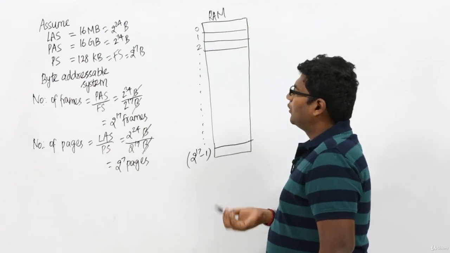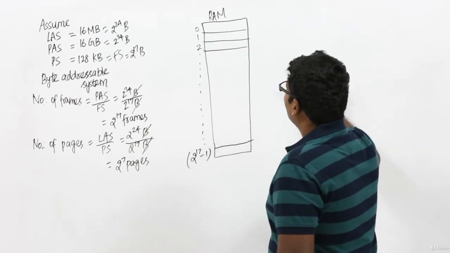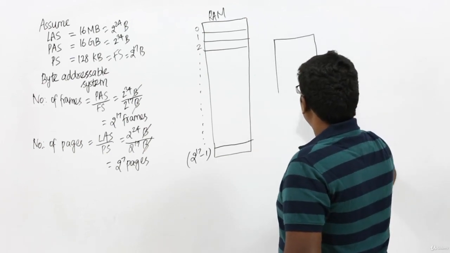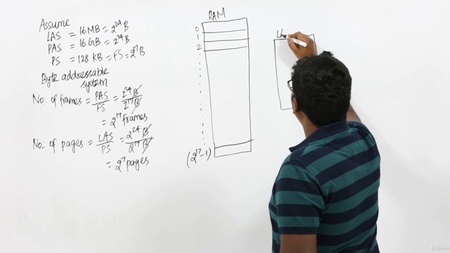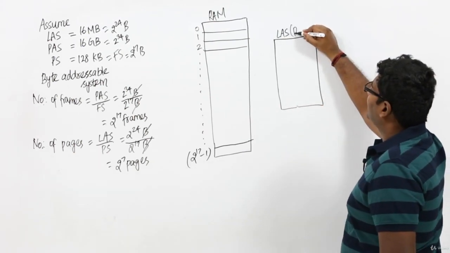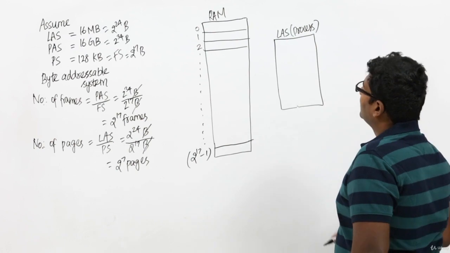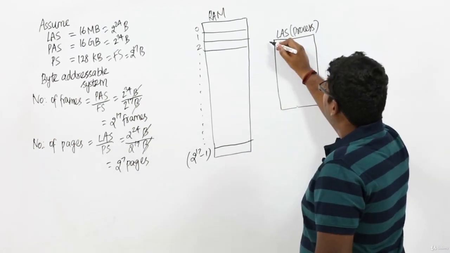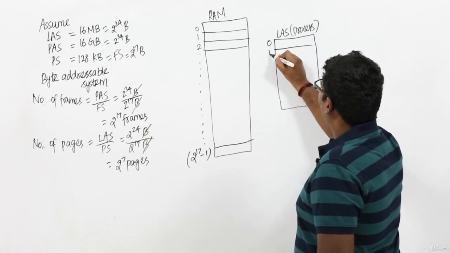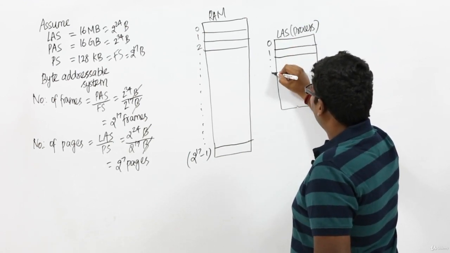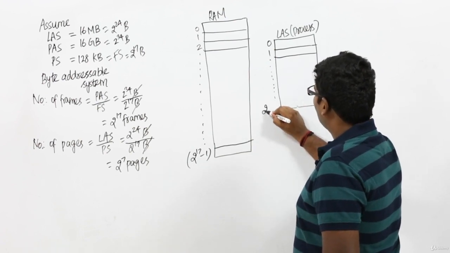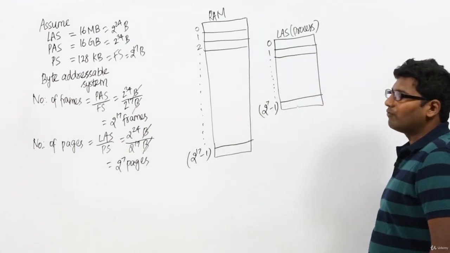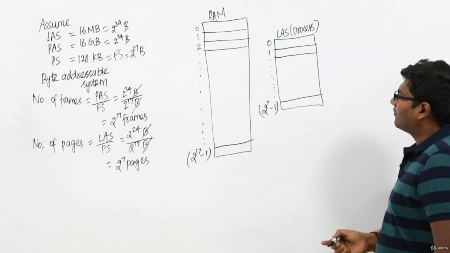Now how will our process look? Our process, the logical address space, has 2 power 7 pages, right? So it will start with 0, 1 and so on. Since we start counting from 0, it will keep on going till 2 power 7 minus 1.